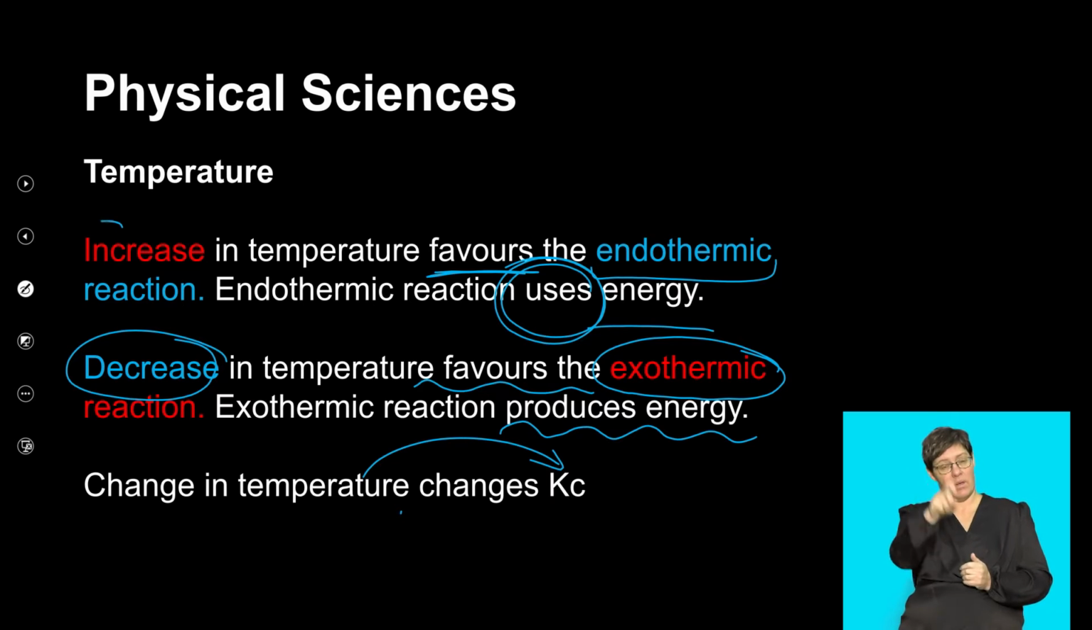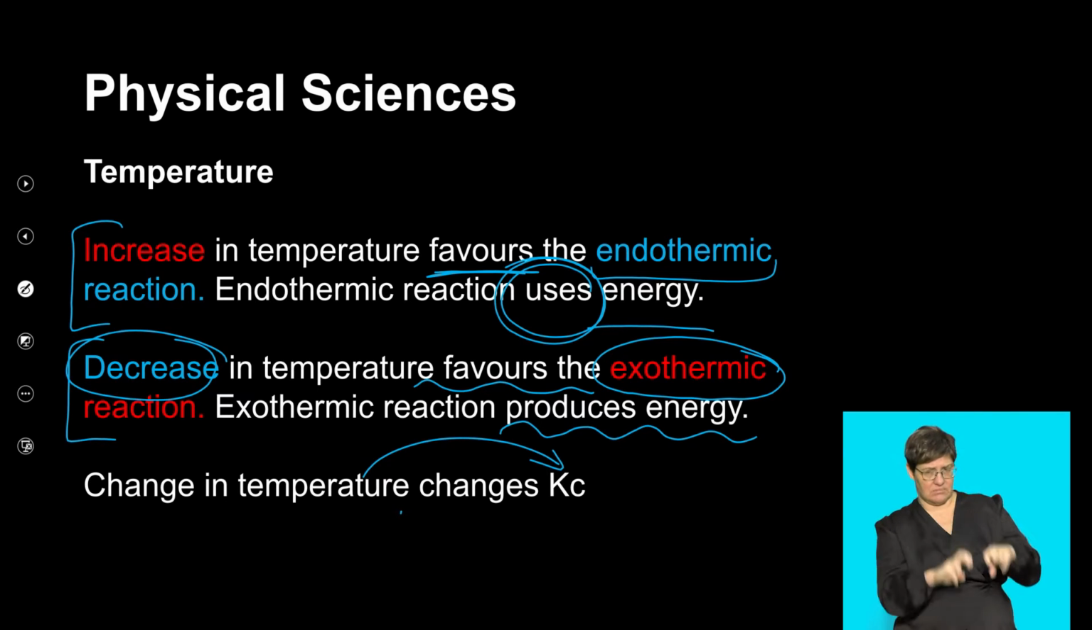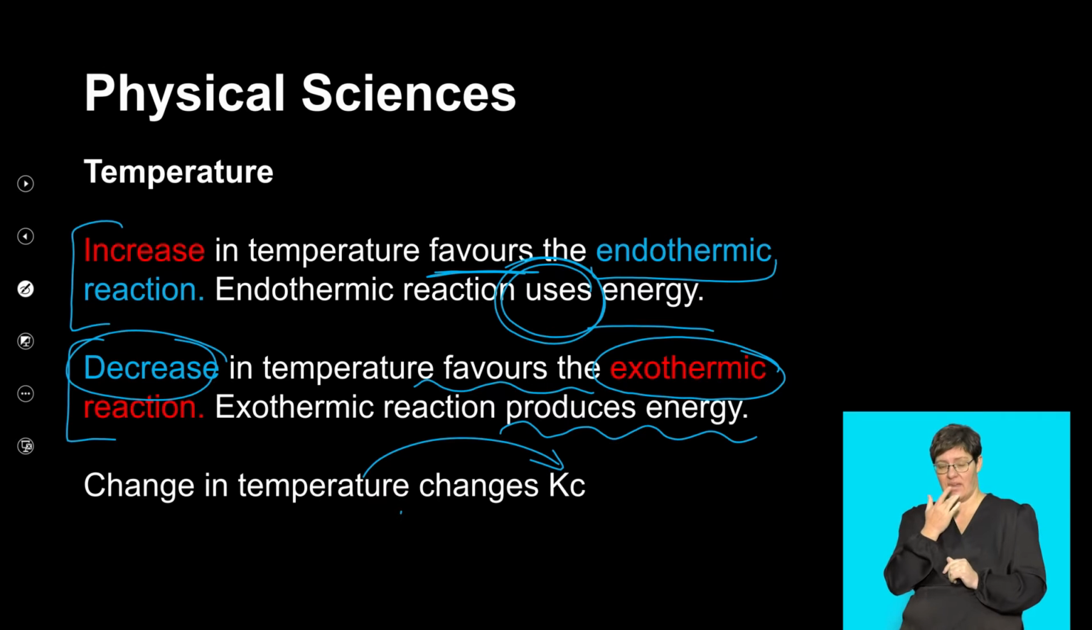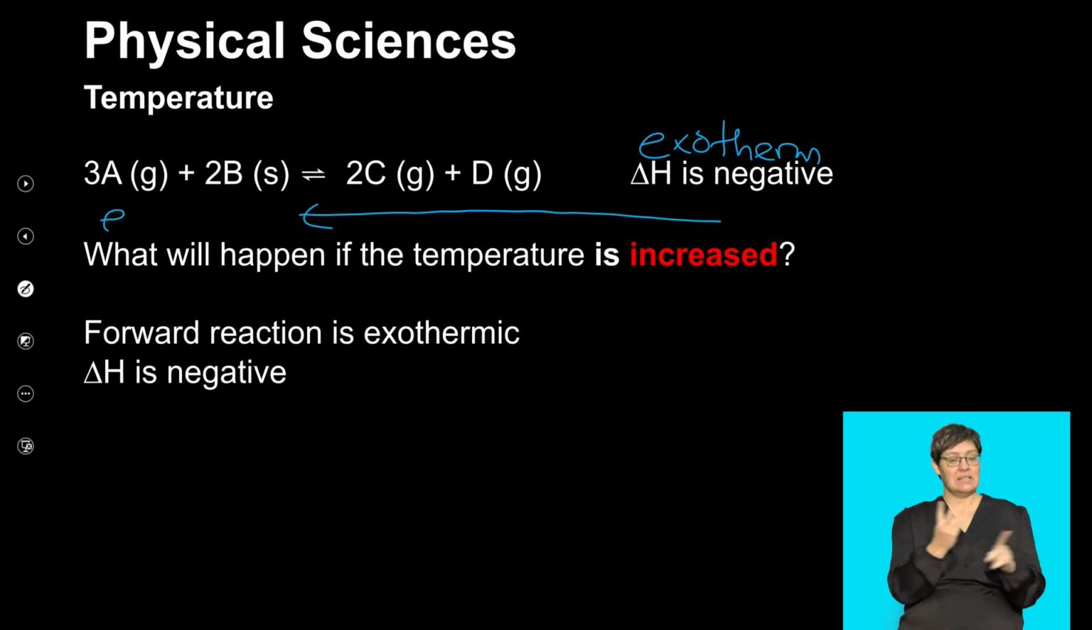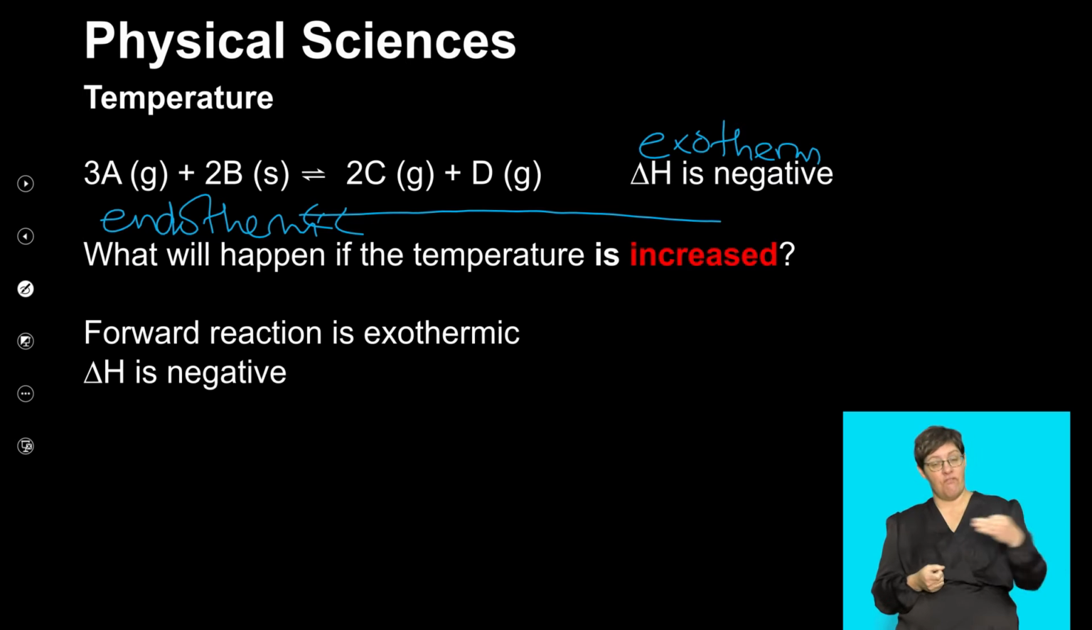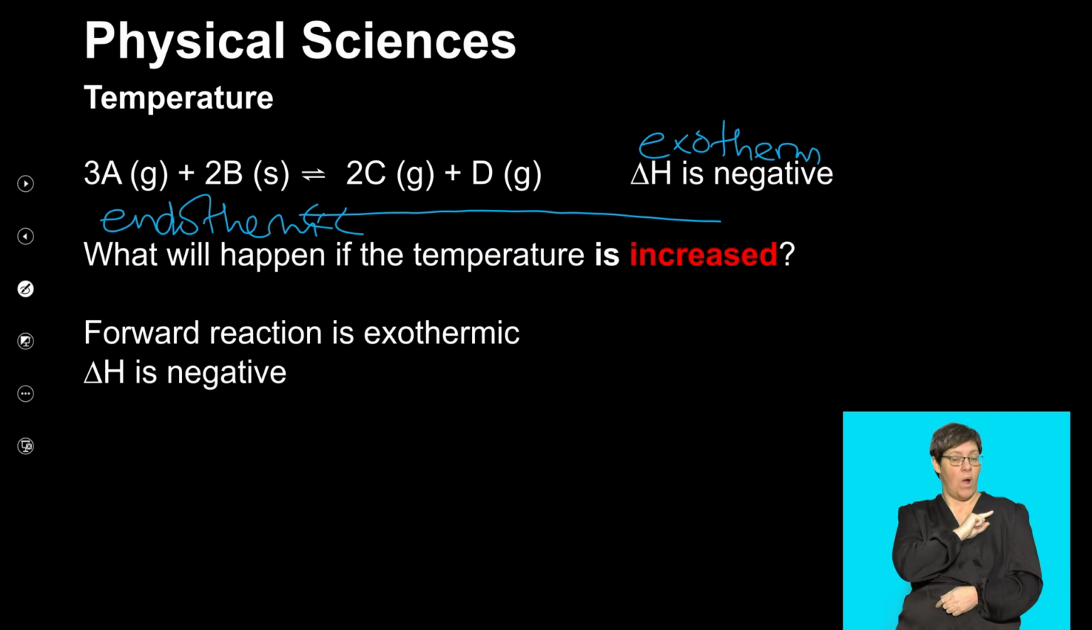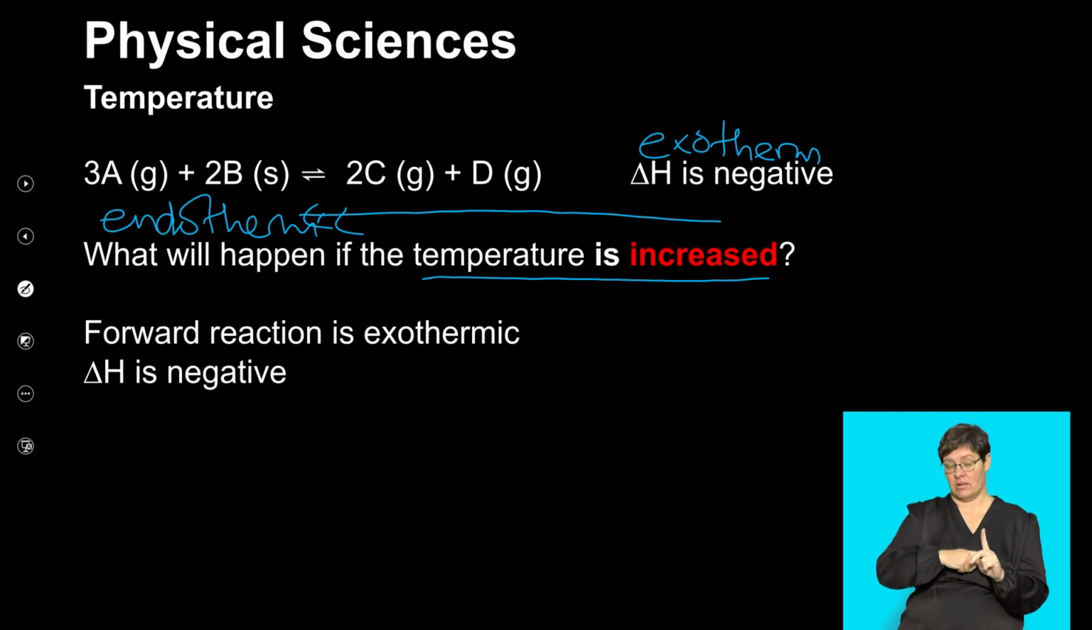What you need to know is this is something that you need to study. Increase in temperature favors the endothermic. Decrease in temperature favors the exothermic reaction. Right. What will happen if the temperature is increased? Now we know the forward reaction in this case is exothermic, meaning that my reverse reaction, as I said earlier, is endothermic. So what will happen now is the forward reaction is our delta H, but because there is an increase in temperature, it will favor the endothermic reaction.